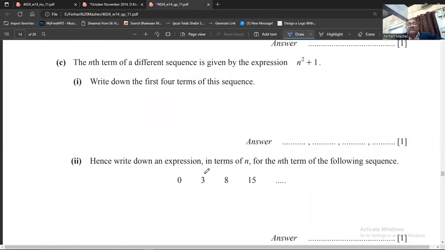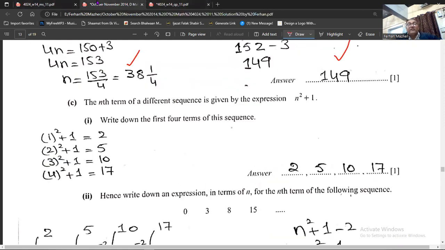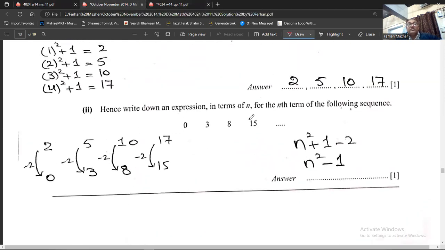Hence, write down an expression in terms of n for the nth term of the following sequence. So the earlier sequence is 2, 5, 10, 17. This sequence is 0, 3, 8, 15. So I will focus on it. From 2 subtract 2, you get 0. From 5 subtract 2 and you get 3. From 10 subtract 2 and you get 8. From 17 subtract 2 and you get 15.